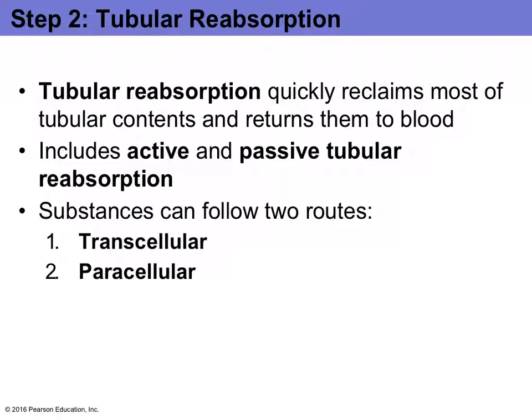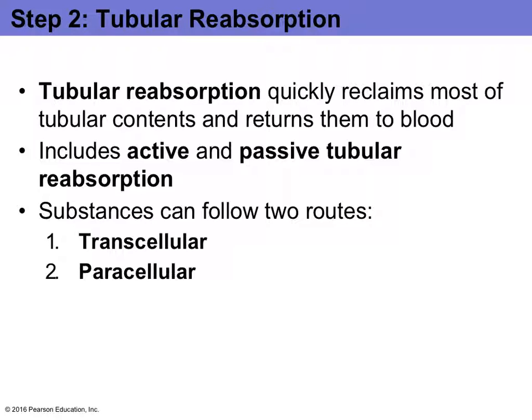Of the approximately 180 liters of filtrate that we form each day with our kidneys, we only excrete about 1.5 liters in the form of urine. So the rest of that is getting reabsorbed. We're reclaiming the water and the solutes, returning them to the blood. This is known as reabsorption. Both active and passive processes are involved in reabsorption. And again, reabsorption occurs in the tubules, not in the corpuscle.